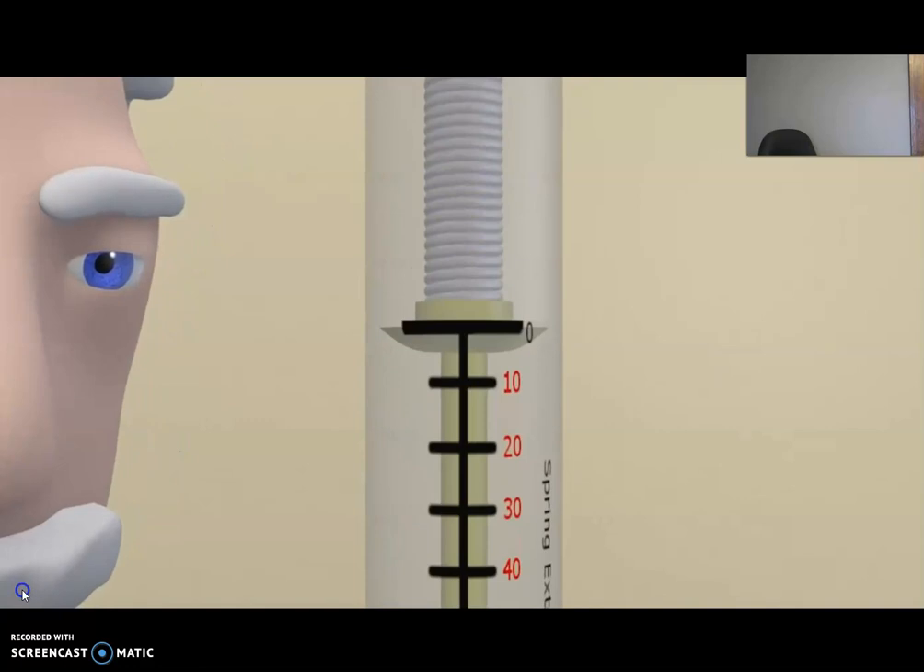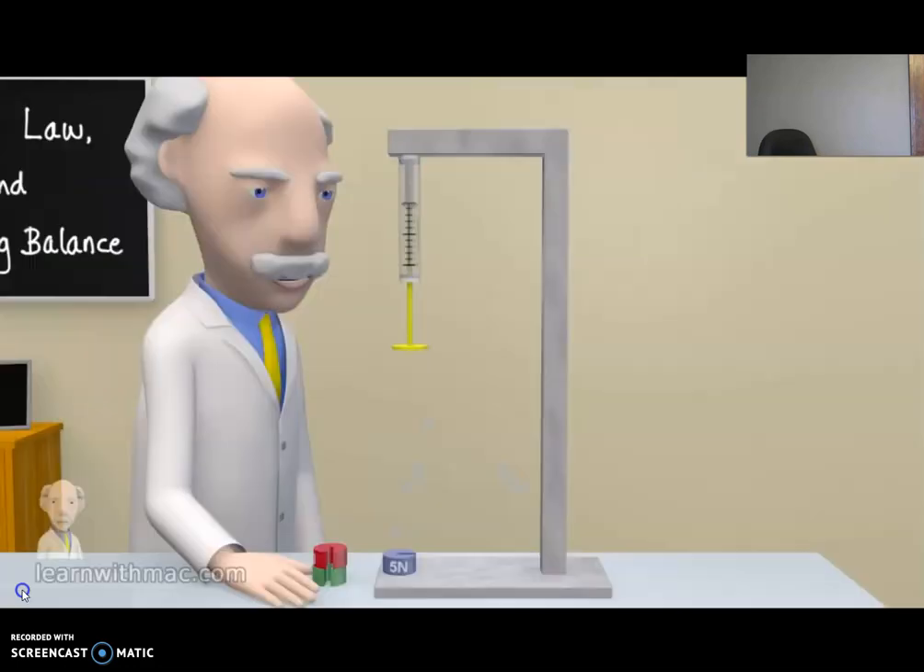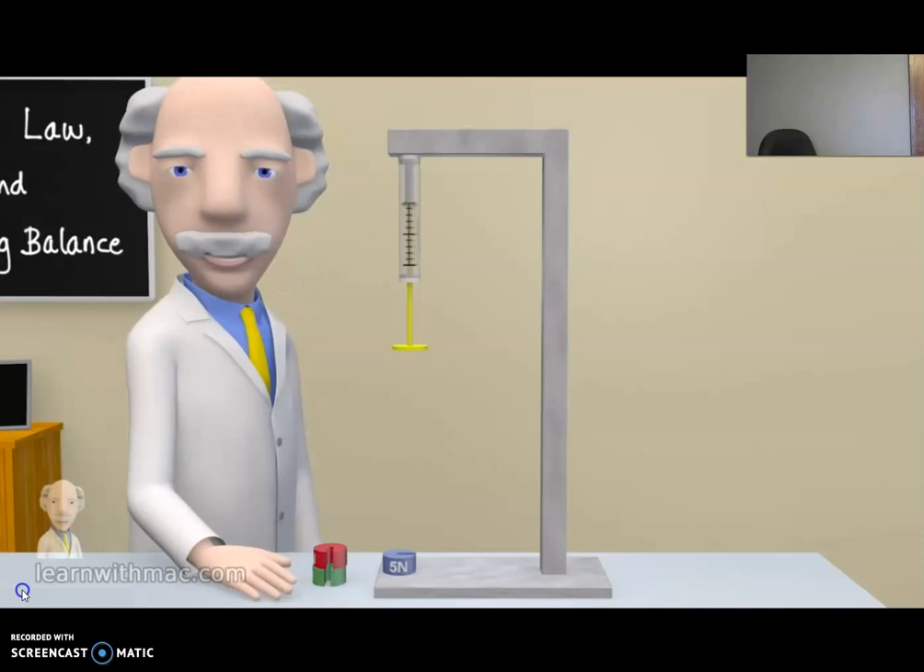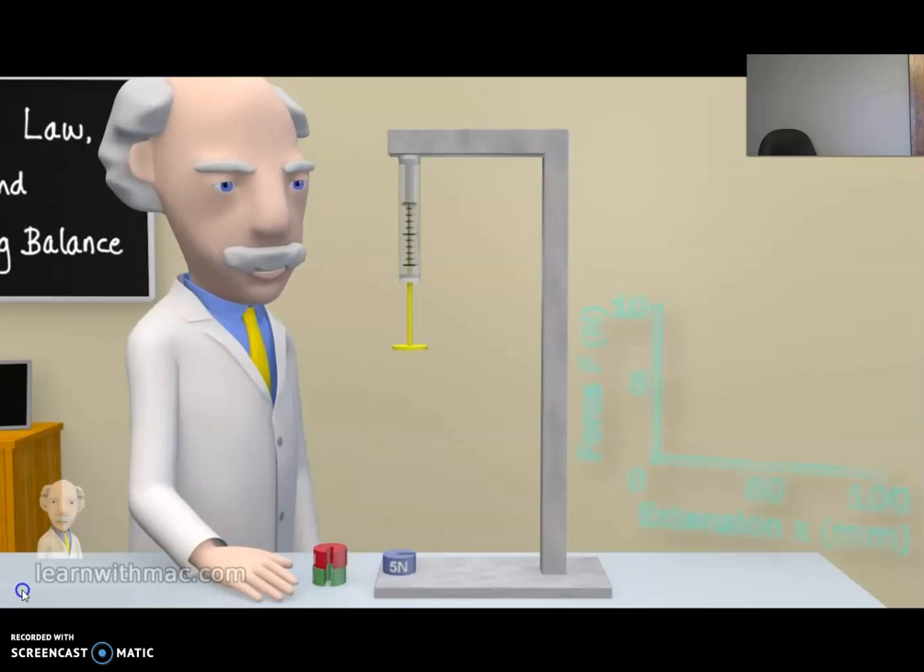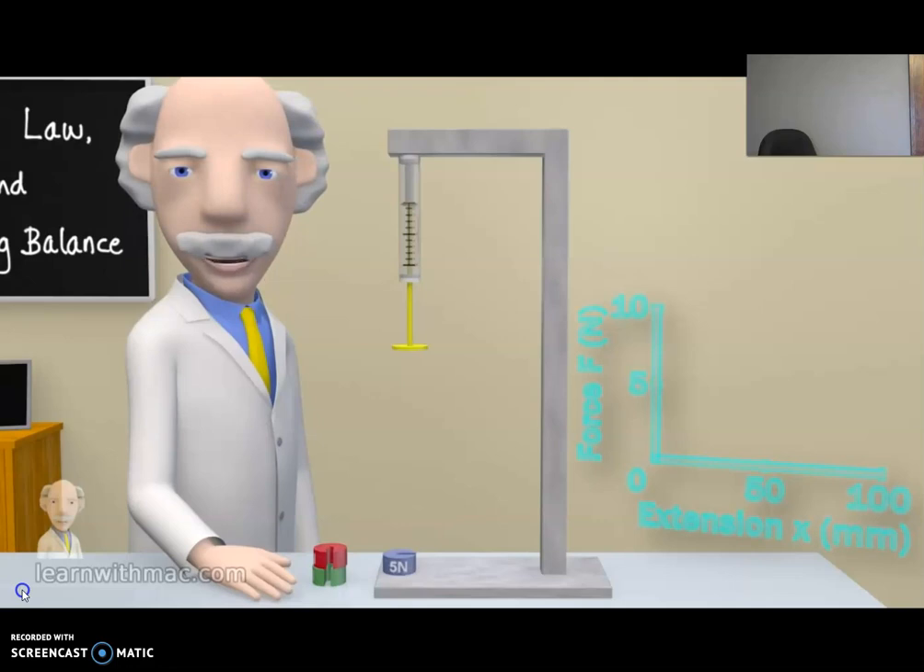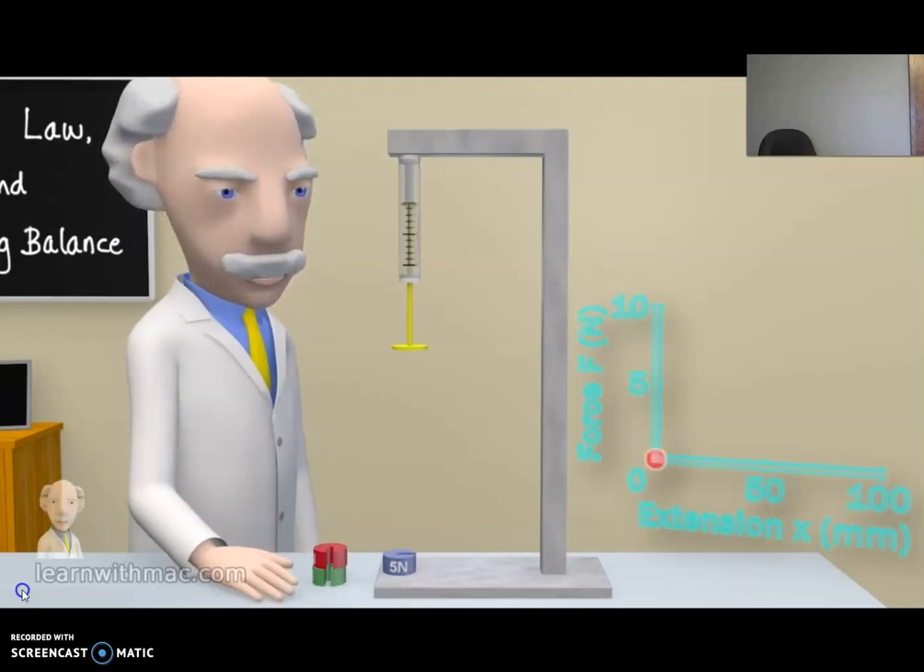We see that we have zero extension of the spring, as shown on the scale, when zero force is applied to the end of the spring balance. In order to establish the relationship between force and spring extension, we will plot these on a graph. The vertical axis will be the applied force F in newtons, and the horizontal axis the spring extension X in millimeters. The first point for us to plot on the graph is zero extension for zero applied force.